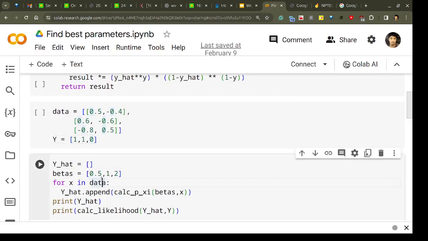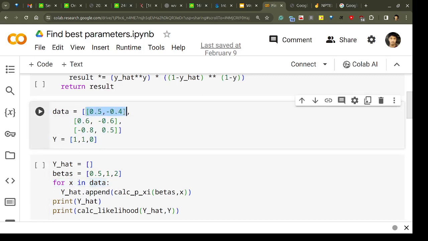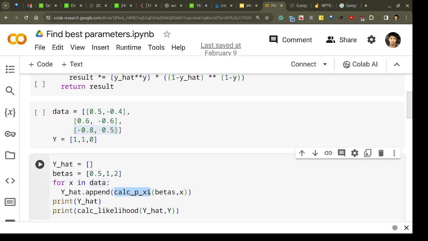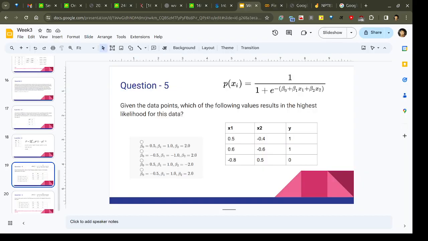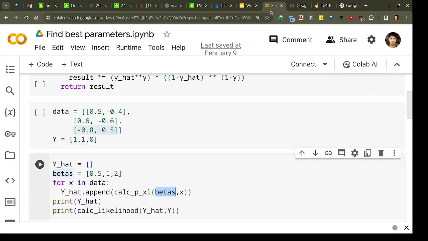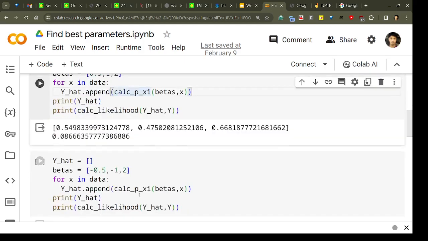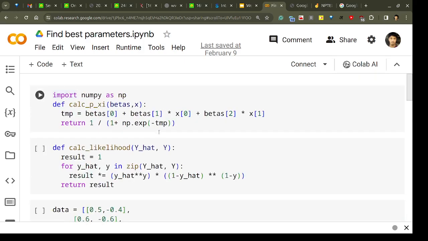Okay. Then what we are doing for x in data? We are iterating through all of these one at a time. At first we take this, then we take the second one, and then the third. We take each one, and then we calculate p of xi. What is the beta value here? In the first option we have the beta values of 0.5, 1 and 2. So we are using the same beta values 0.5, 1, 2, and we are calculating the p of xi. So basically let me run this code.